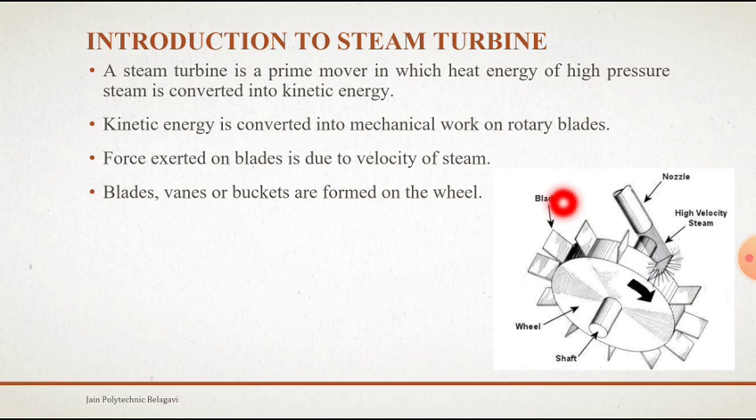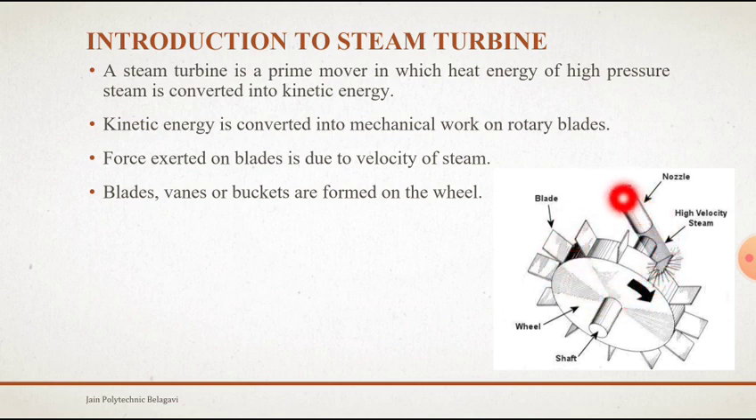You can see here on the right side there is a small picture of it. This is the rotor, and above that there are blades which are attached. These are the blades, and here is the nozzle. Through this nozzle the high velocity steam is made to impact on these blades, so the rotor starts rotating. If you change the direction of this nozzle, the direction of the rotor can also be changed. You can see here this rotor is rotating in clockwise direction. If you keep the nozzle in the other direction, it starts rotating in anti-clockwise direction.